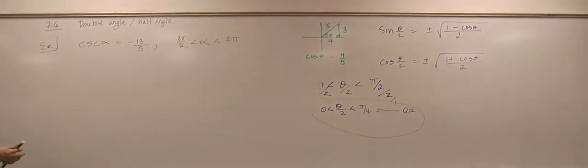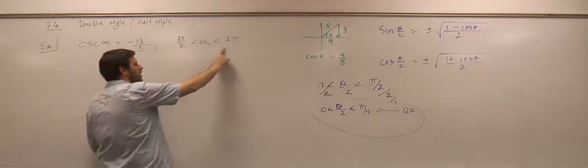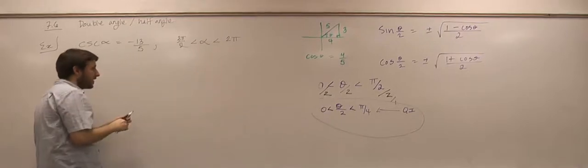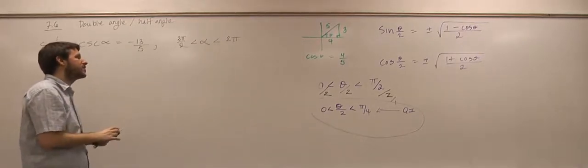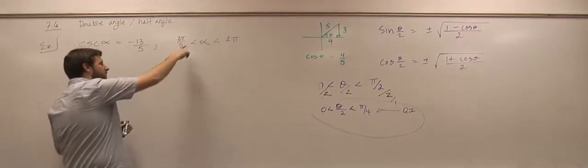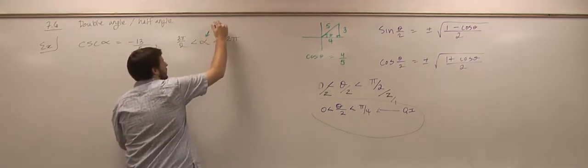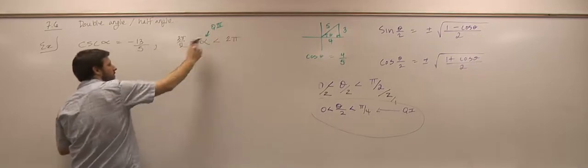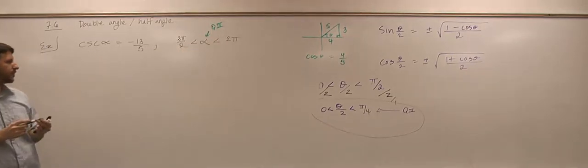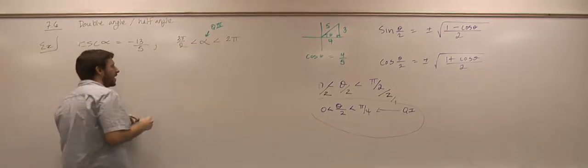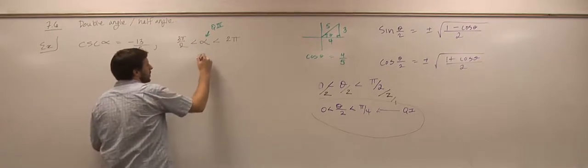So what do you think? What do we need to do? Get the quadrant first. Yeah, so let's narrow down our quadrant for alpha. In fact, I'm going to do our quadrant for alpha over 2 as well. Alpha's in quadrant 4, right? Clearly. Since it's between 3 pi over 2 and 2 pi, it's got to be in quadrant 4. What quadrant will alpha over 2 be in, and why? Or 1/2 alpha?